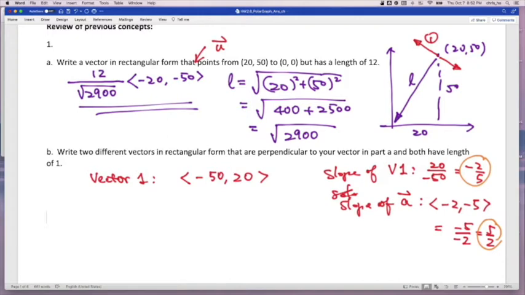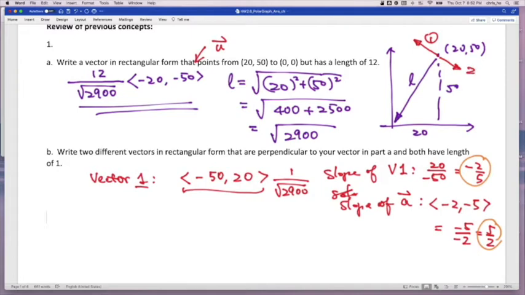Well, simply, I already calculated the length of this vector, vector 1. The length, as is described, is the square root of 2900. So I simply divide it by the square root of 2900. Okay.